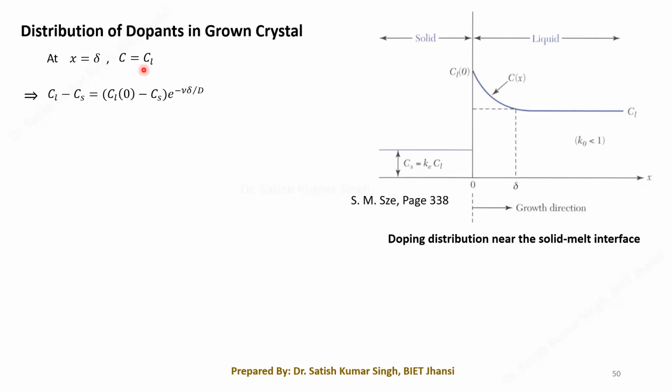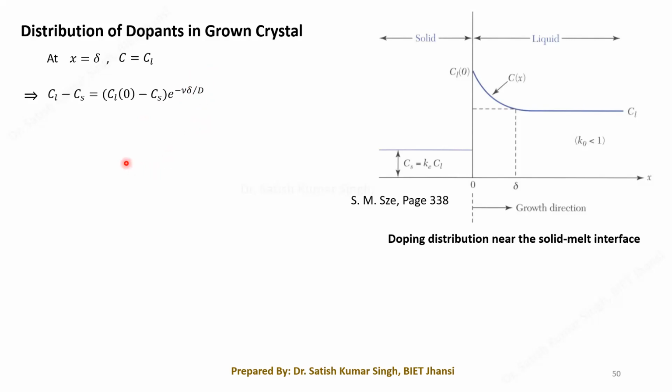At x equals lambda, we can substitute C equals CL. So what I have done is I have substituted C equals CL on the left hand side, and then this term was on the right hand side, so I have transferred it to the left hand side. So you will be getting CL minus CS equals CL0 minus CS e to the power minus mu delta. Further, you can solve this equation.